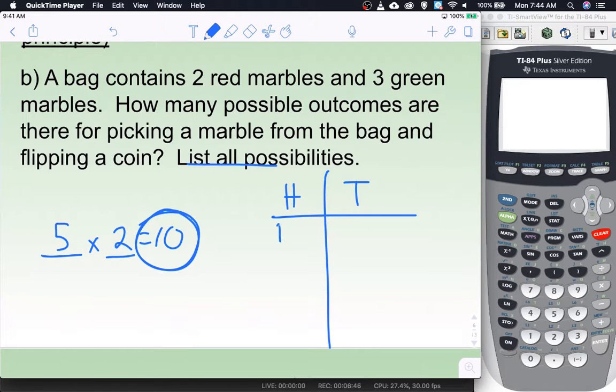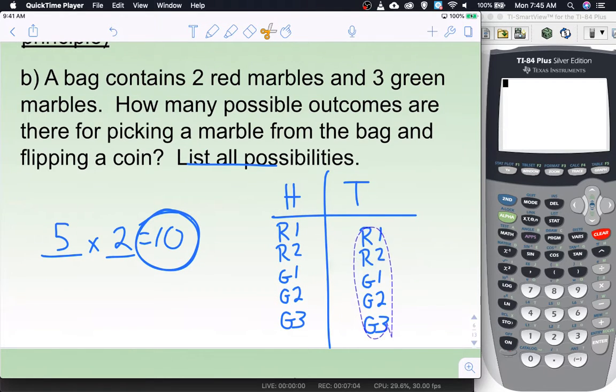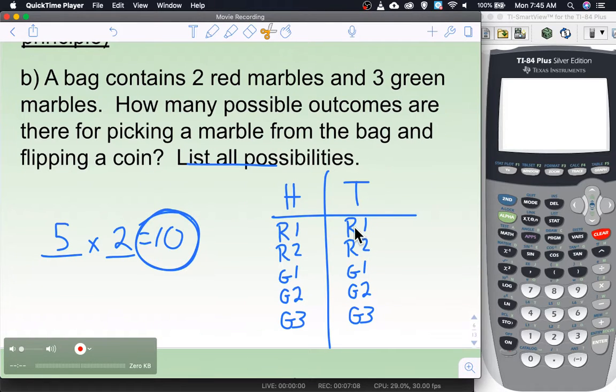So I can get red marble number 1 or red marble number 2, green marble number 1, green marble number 2, or green marble number 3. And because I'm a lazy cheater, I'm just going to copy and paste. There's all my possible outcomes. So I can get tails on the first red marble, tails on the second red marble, tails on the green one, green one, green one.